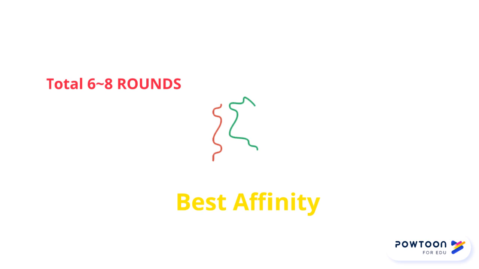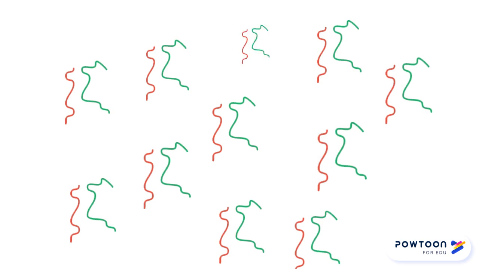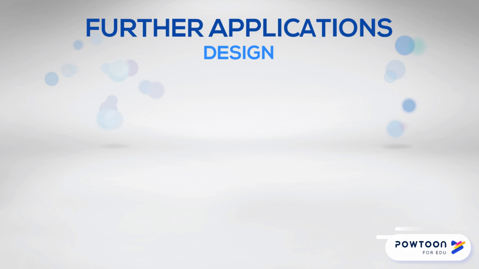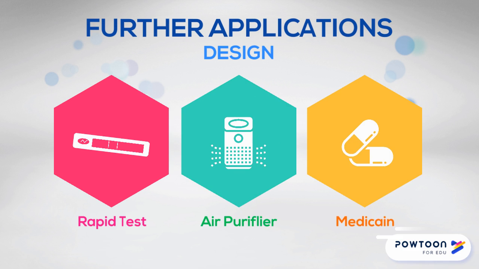After rounds and rounds of the steps we mentioned before, we got the aptamers that have the best affinity with influenza protein. Finally, we can synthesize them in a large amount in order for further applications. Our applications include 3 main parts: rapid test, early detection, and treatment.